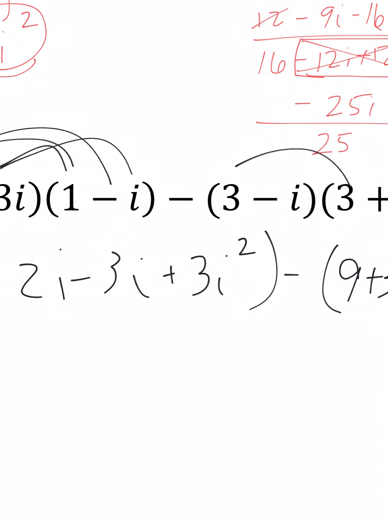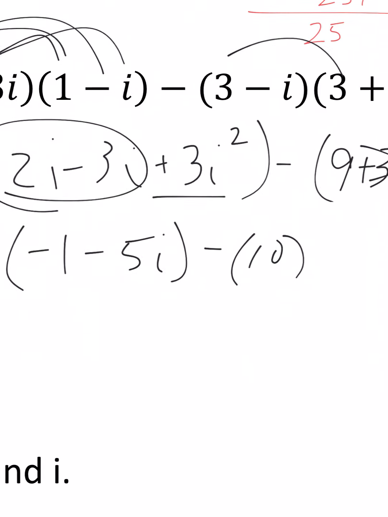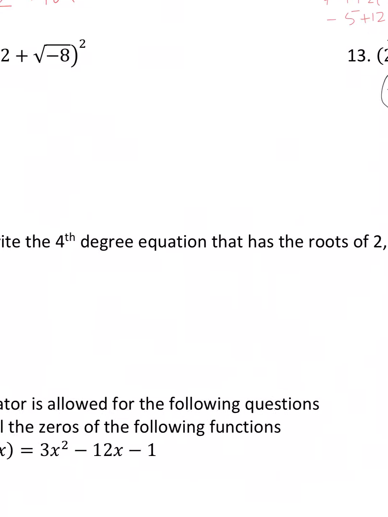So here 2 minus 3 gets me negative 1. Here this is 5i. In this, again, these were conjugates, so the i's go away, but the i squared becomes a plus 1. Oops, that should be positive 10. And so here, see, it's a little bit nicer to say negative 1 minus 10, negative 11 minus 5i. Okay, and that's all of those.